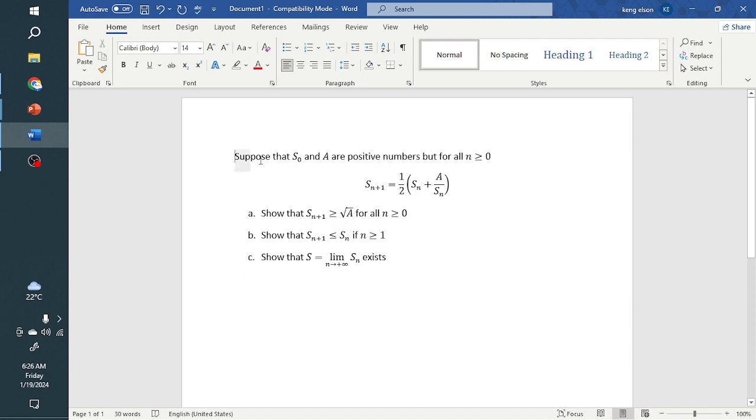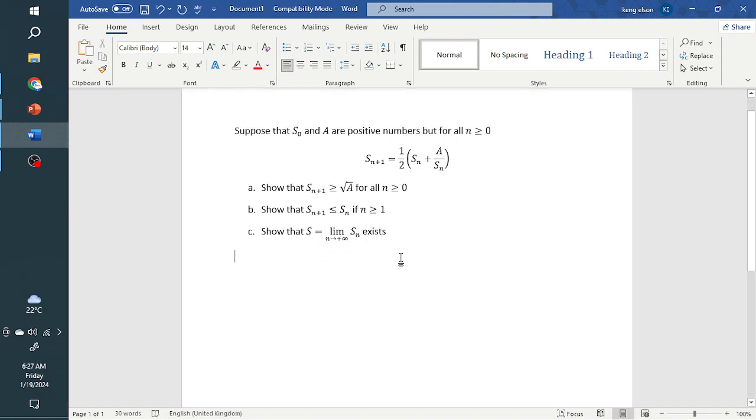The question reads: suppose that s of 0 and a are positive numbers, but for all n greater or equal to 0, this is a relationship between s of n plus 1, s of n, and the number a. First, show that s of n plus 1 is greater or equal to the square root of a for all n greater or equal to 0. Second, show that s of n plus 1 is less than or equal to s of n for all n greater or equal to 1. And the last question says show that s equal to the limit as n tends to infinity of s of n exists. Alright, so let us start straight away with the solution.